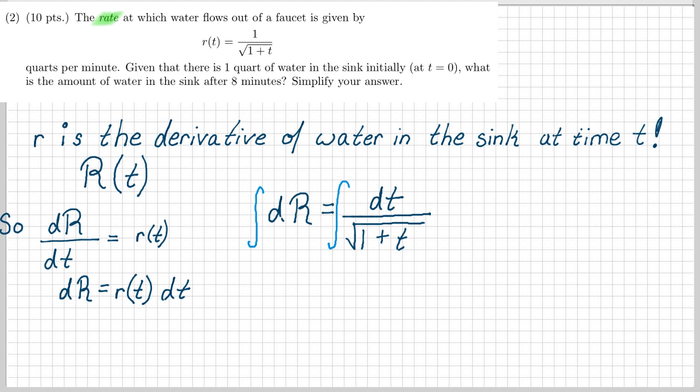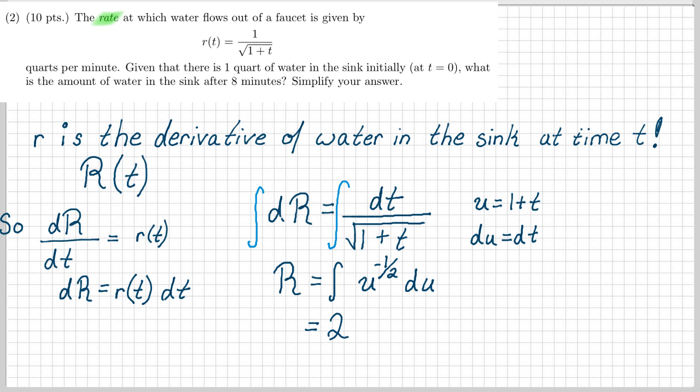Okay? I'm just assuming that everything is okay. Now, integrating the left-hand side is pretty easy. I think you can do it. But the right-hand side requires a u sub, or at least requires me to do a u sub. So the left-hand side integrates to just capital R. There's a constant, but I'm going to put the constant on the right-hand side.